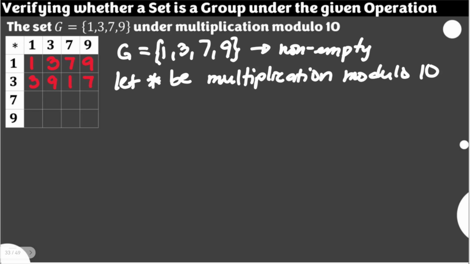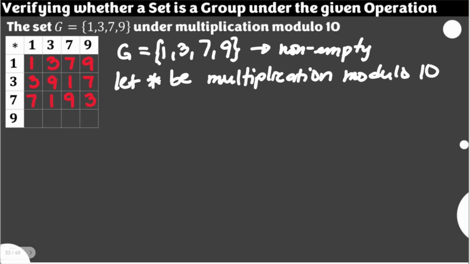Now for 7, by the way, some of us might think of placing just the reflection with this diagonal as the result. Some of us would like to copy 7, 9, etc. But since we are not guaranteed yet that the operation is commutative, we cannot do that. So simply finish the KD table as it is. 7 times 1 is 7. 7 times 3 is 21. Modulo 10 is 1. 7 times 7 is 49. Modulo 10 is 9. 7 times 9 is 63. Modulo 10, we actually have 3.